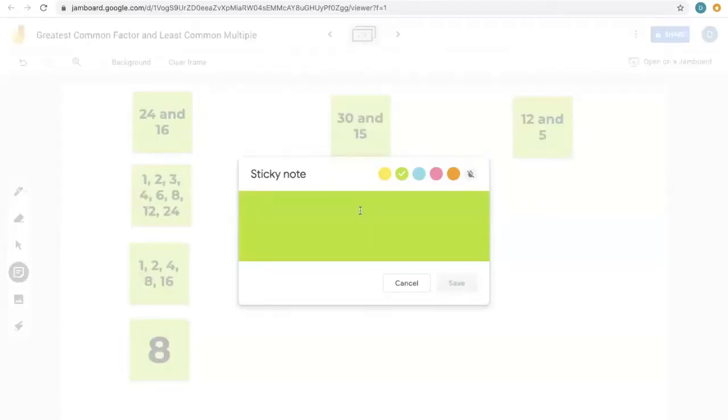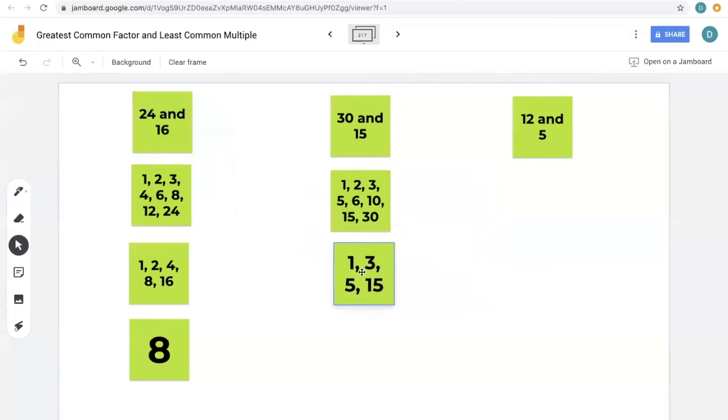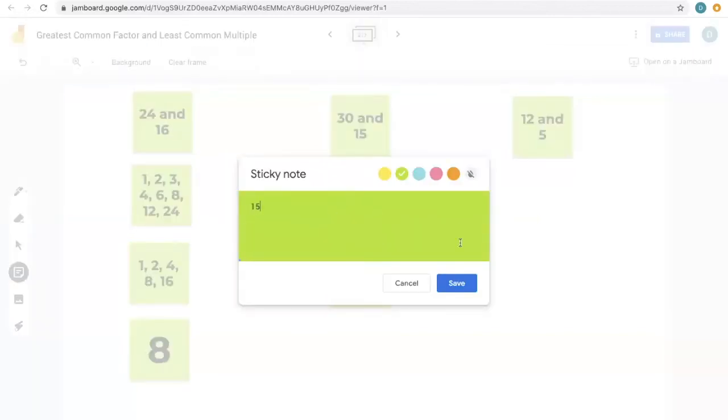Then we'll list some factors of 15. So 1 and 15, and then 3 and 5. We know these are factors because you can multiply them together to get 15. So which one is the greatest of these factors? We have 1, 3, 5, and 15. 15 is the greatest factor of 15. Since it's in both of them, the greatest common factor of 30 and 15 is 15.